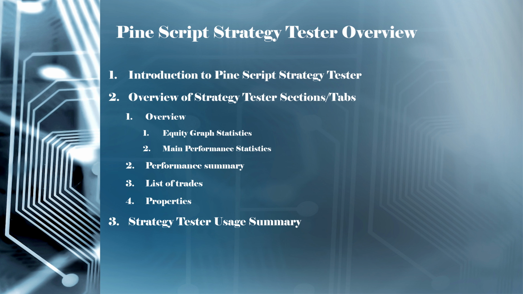This lesson consists of the following sections: Introduction to PineScript Strategy Tester, and Overview of Strategy Tester sections. This section consists of 4 other subsections: Overview, Performance Summary, List of Trades, and Properties. All these are sections of the Strategy Tester, or tabs. Overview tab consists of 2 other subsections: Equity Graph Statistics and Main Performance Statistics. And in the last section of this lesson, we are going to summarize Strategy Tester usage. So, let's begin.